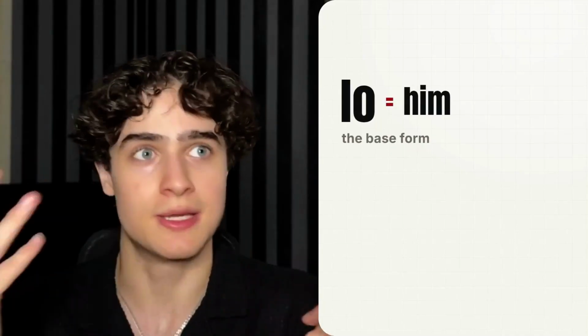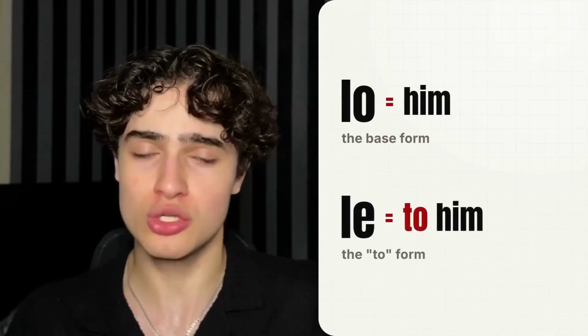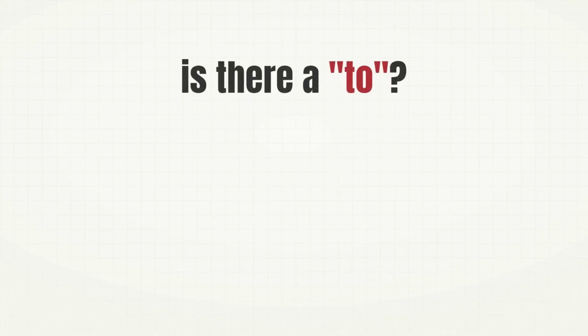And so lo is the base form, just simply him. And le simply just means to him. And so in Spanish, to him is actually just one word. It's le. In Spanish, him, her, it, and you formal are actually always grouped together. And this is why you see lo, la. Or in this case, le, meaning to him, to her, to it, and to you formal. That's what le means. So simply, just ask yourself, in this context, is there a to? Are we saying to him or are we just saying him?